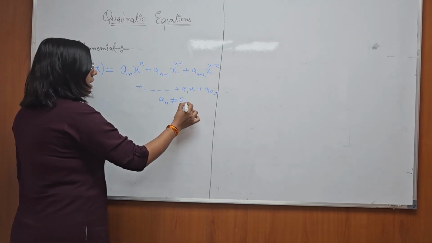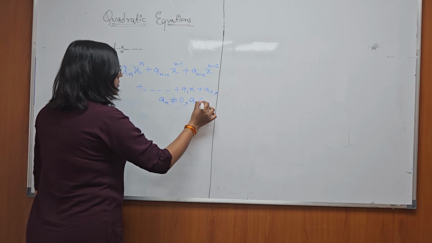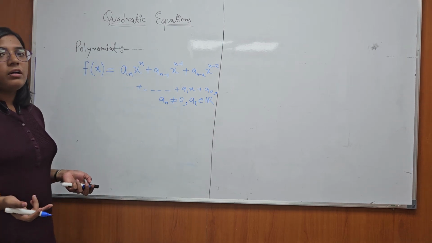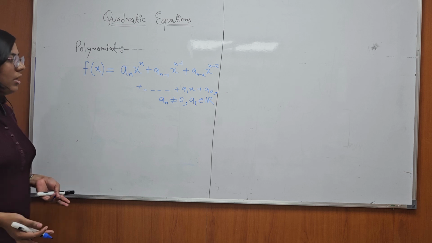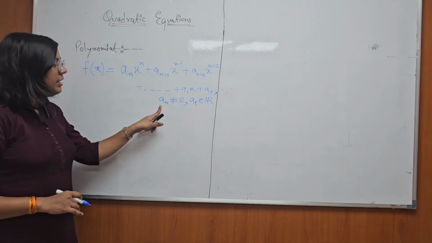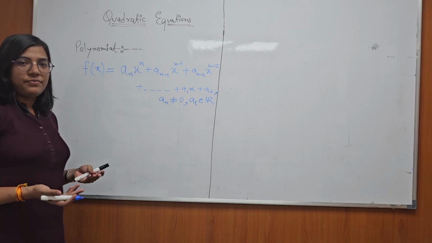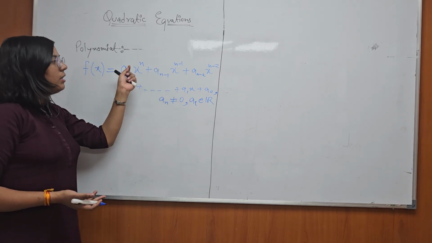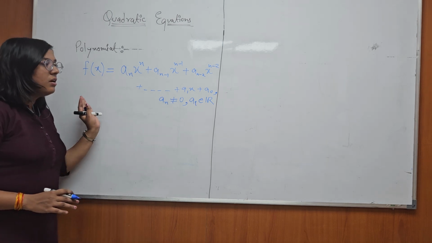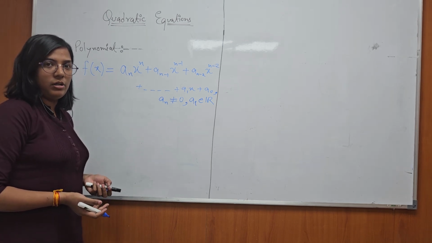And all the other a_i's can be real numbers. They can be rational, irrational, integer, non-integer, positive, negative, whatever they can be. Only the mandatory condition is that a_n should be non-zero, because if a_n is 0, then the degree will be reduced to n minus 1. So this is the general form of an nth degree polynomial.